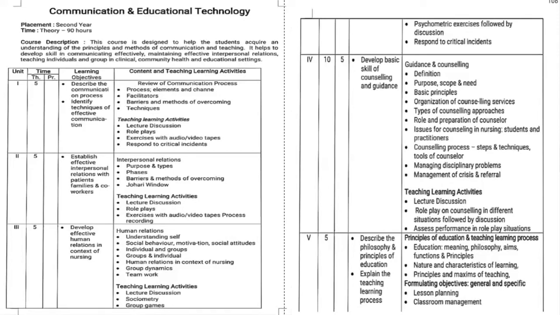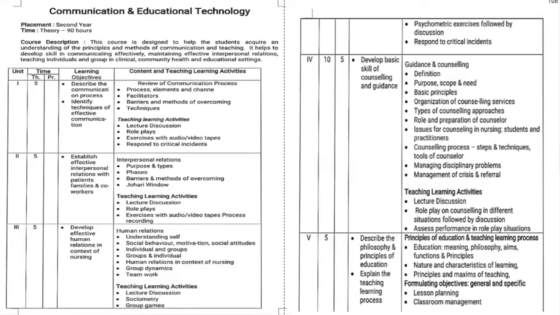The communication between two persons is called interpersonal relations, and teaching the individual, teaching the community, teaching the public, and teaching the group, and teaching some of the disease aspects in the clinical or hospital setting and the community, about community health and the educational settings. This is where we use this communication and educational technology subject. These are all the uses of the subject.